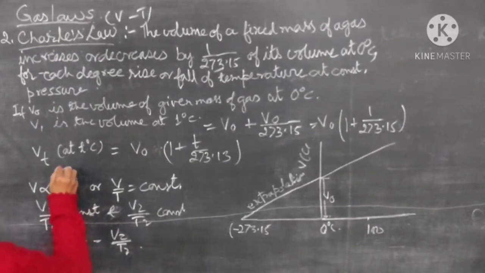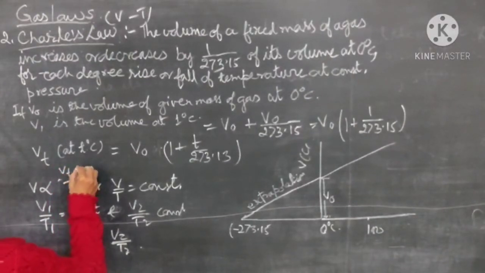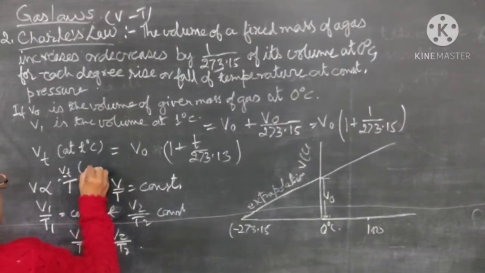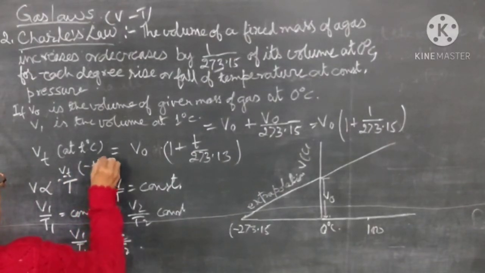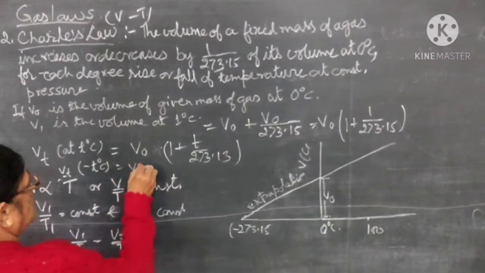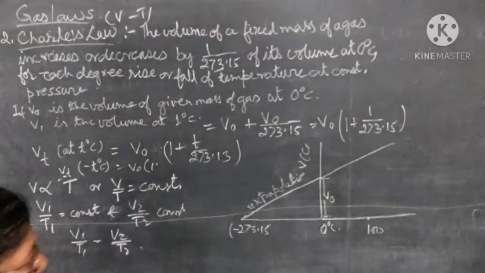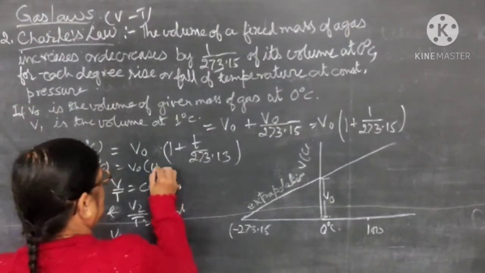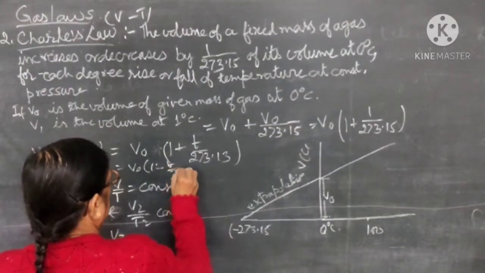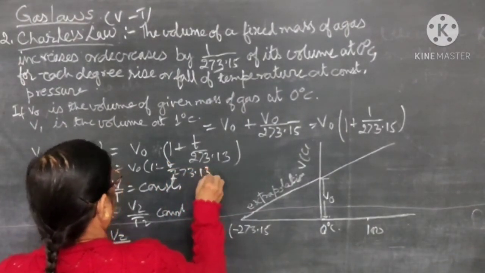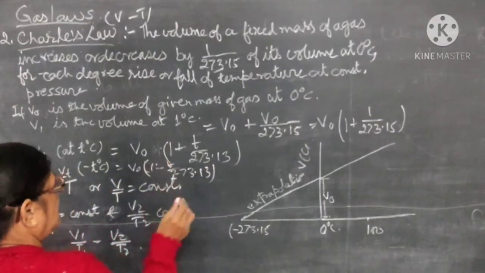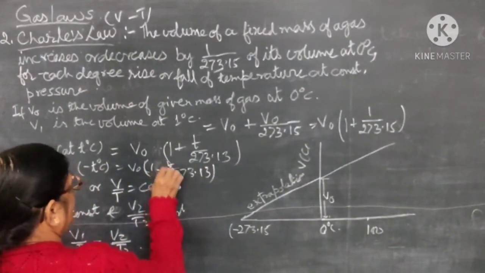The same relationship will be changed here. We can write V at minus T degree Celsius, then we can write V0 (1 minus T upon 273.15). So that is per degree rise or fall in temperature.